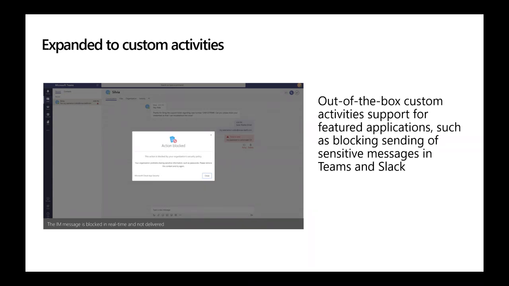So that's what you can see on the screen here is two users interacting, and the second one of them sends something with password information. That message is blocked in real time because it's got sensitive information in it.